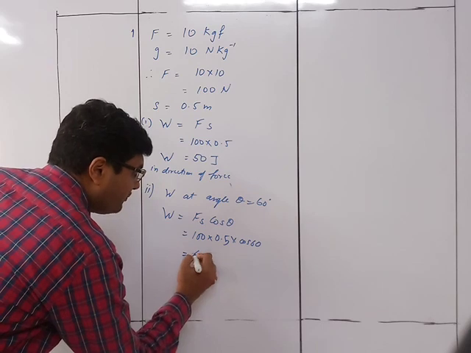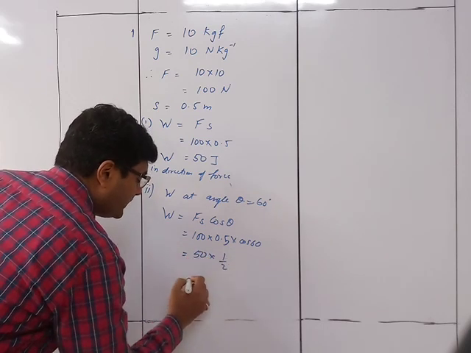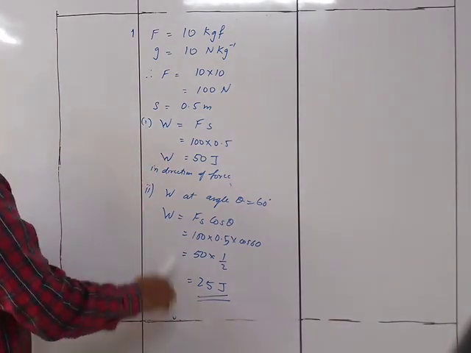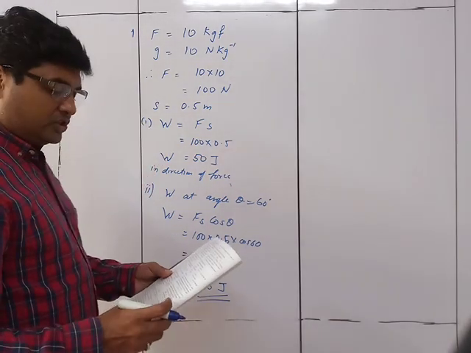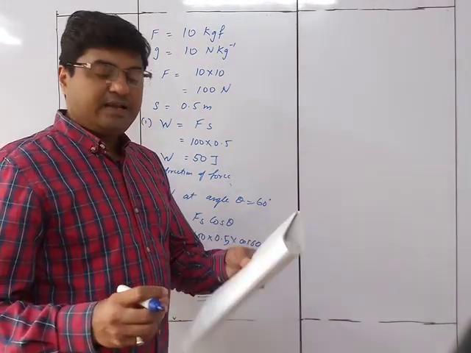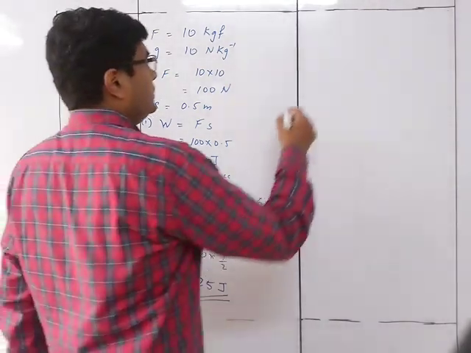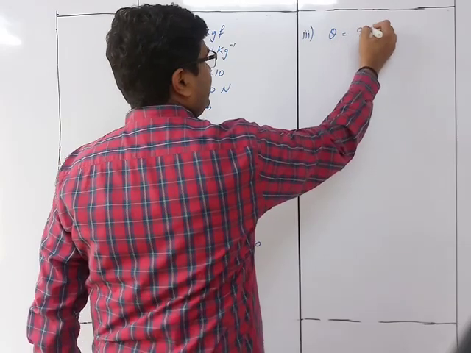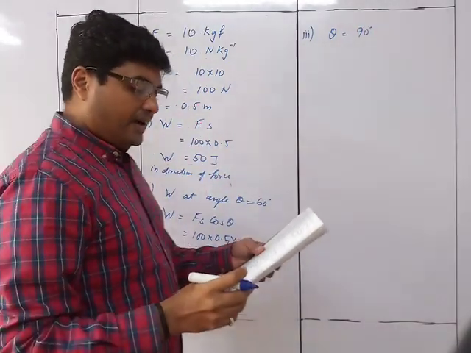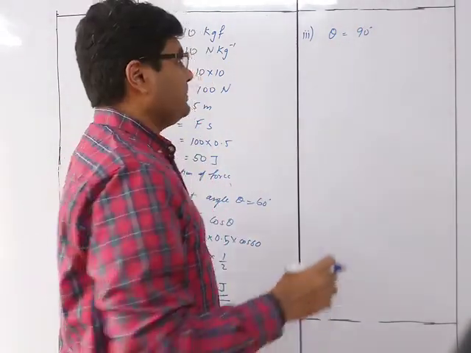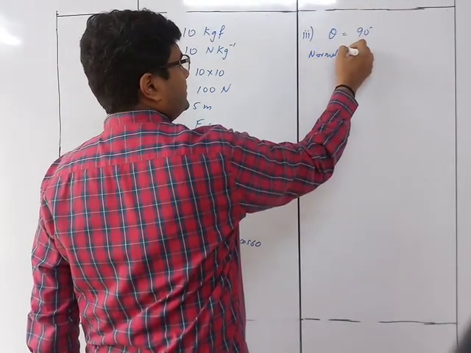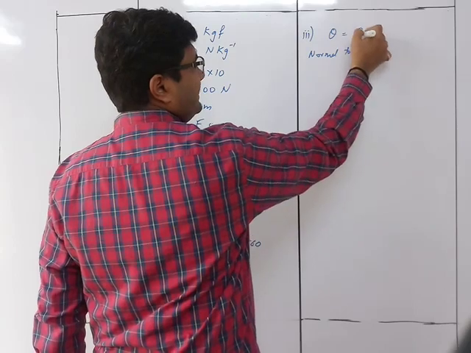This is already 50. 50 into 1 upon 2, that will be 25 joule. So that will be 25 joule when it is in the direction at an angle of 60 degrees with the force. The third one is when theta is equal to 90 degrees because given that it is normal to the force, that means theta is 90 degrees.